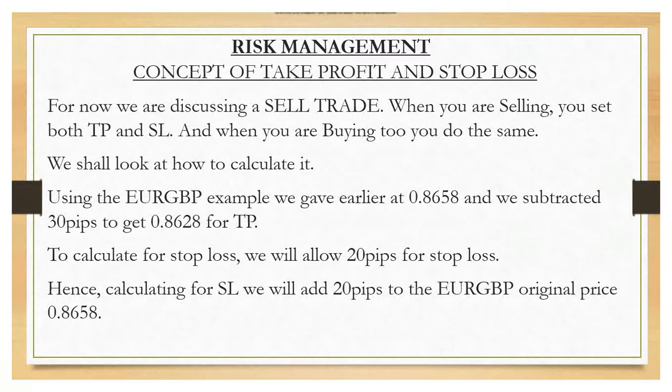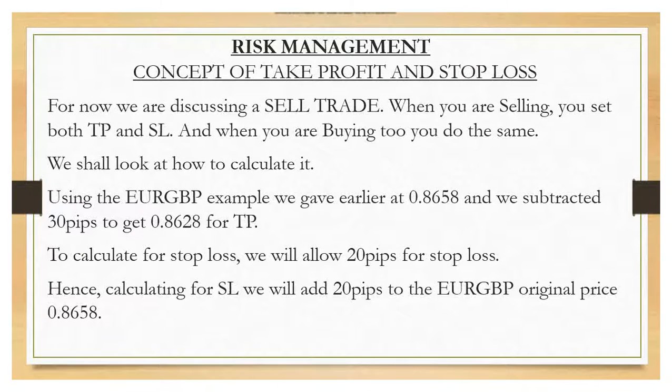When you are selling, you set both take profit and stop loss, and when you are buying you do the same. We shall look at how to calculate it using the Euro GBP example we gave earlier at 0.8658, and we subtracted 30 pips to get 0.8628 for take profit. To calculate for stop loss, we will allow 20 pips for stop loss. Hence, calculating for stop loss, we will add 20 pips to the Euro GBP original price, that is 0.8658.